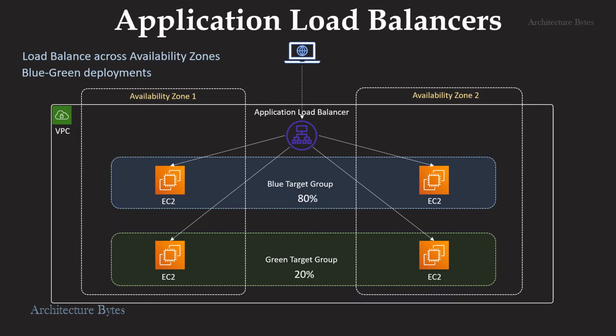For example, you can attach 80% weight to the blue target group and 20% weight to the green target group. Thus, the blue target group gets 80% of user requests, while the green target group gets 20%, allowing you to check for feature impact and stability of your newer releases on a smaller set of users before rolling it out to everyone.